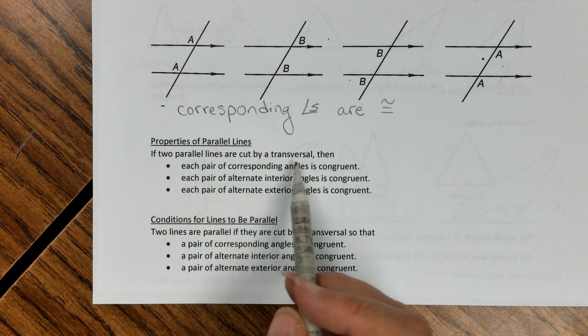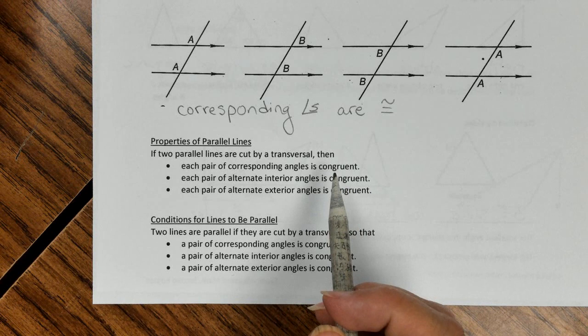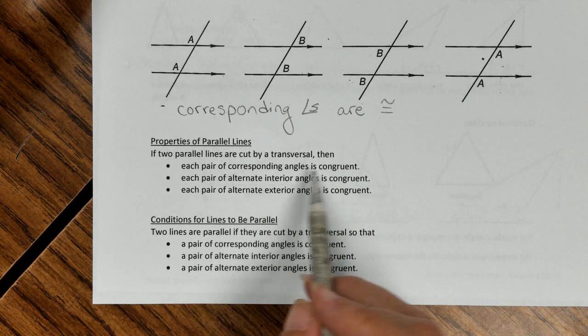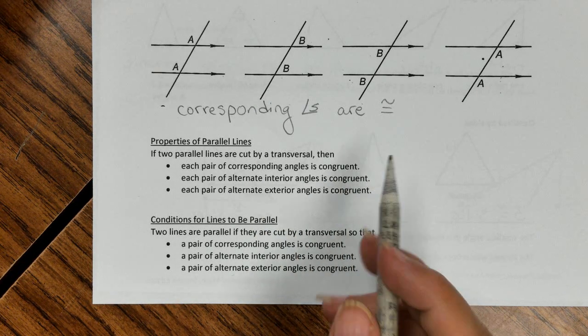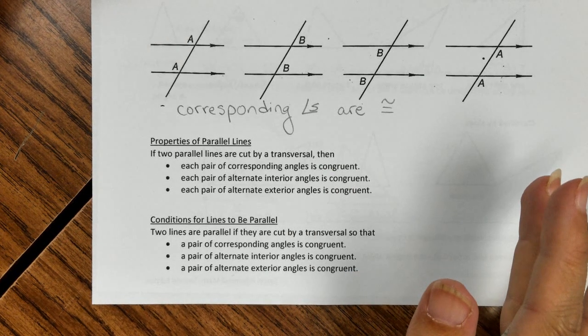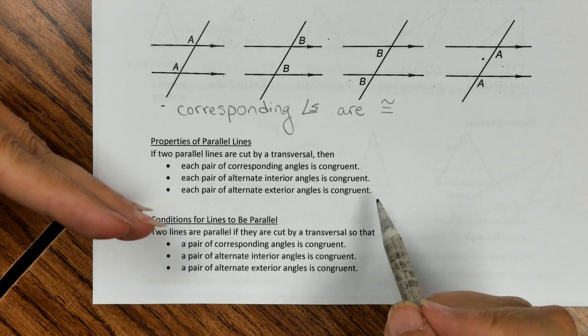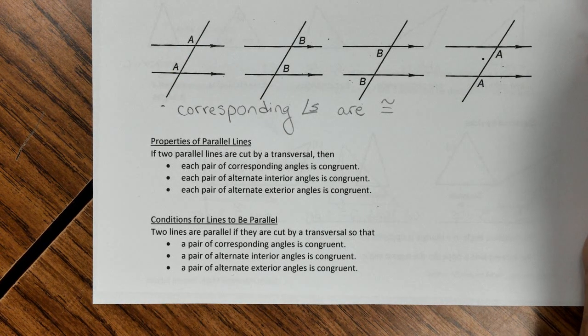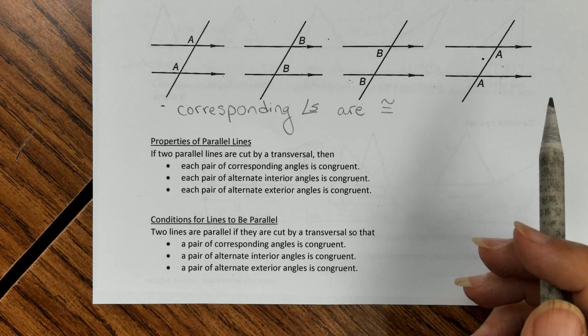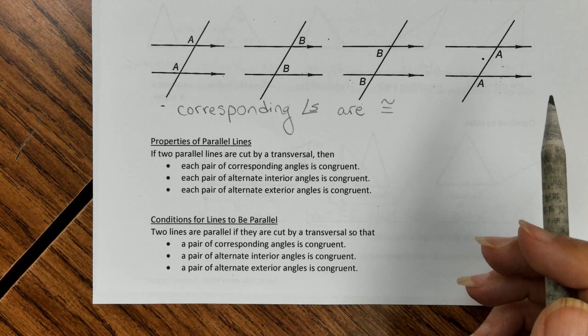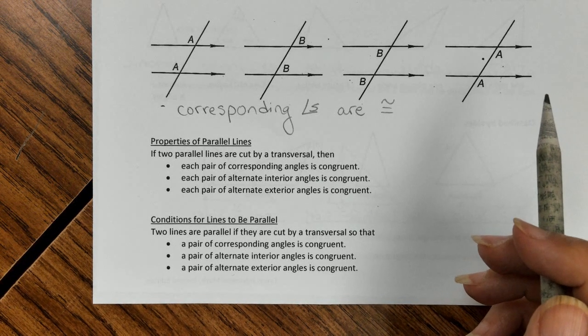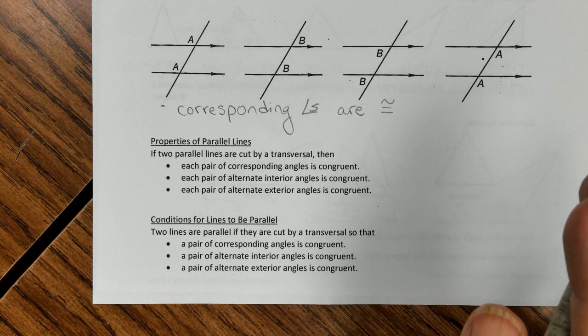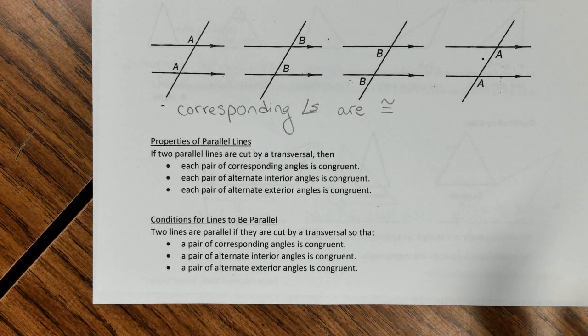Then a review of a bunch of properties we know about those. If two parallel lines are cut by a transversal, then each pair, which I just described, we've labeled up here. All these different pairs of angles are congruent. You have it in words down below, and in pictures up above. And if you have two lines that are crossed by a transversal and the corresponding angles are congruent, then you know the lines have to be parallel. It goes both ways.